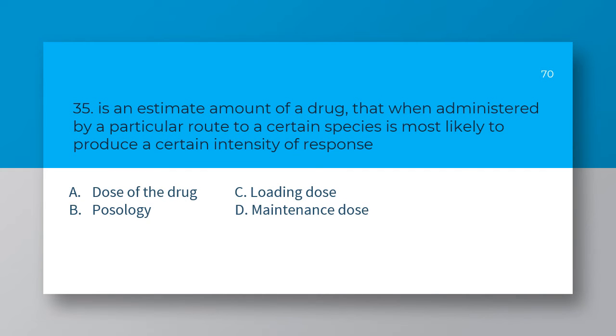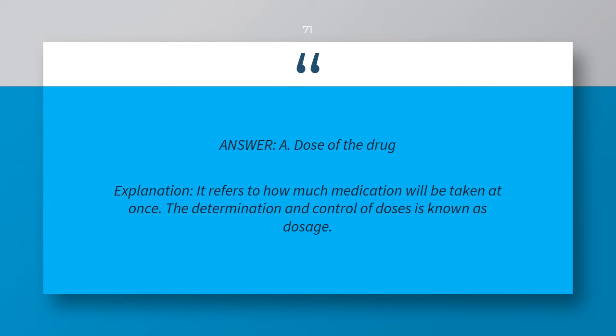Number 35 is an estimate amount of a drug that, when administered by a particular route to a certain species, is most likely to produce a certain intensity of response. Answer is A. Dose of the drug. It refers to how much medication will be taken at once. The determination and control of doses is known as dosage.